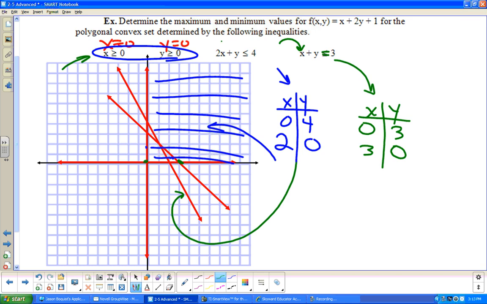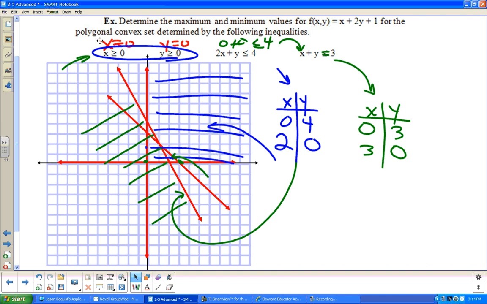I can test it. 2 times 0 is 0, right? Plus 0 is, well, 0, right? Less than or equal to 4. So is 0 plus 0, which is 0, less than or equal to 4? It is. So from this line, I have to shade this way, correct? So the only thing I've eliminated is that little area, basically, right? Is about all I eliminated with that. Okay. So now I'm going to have to go to the other one. And what color do I got left here? Black, I guess.